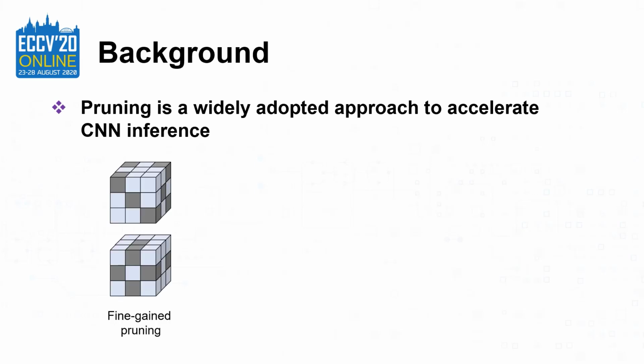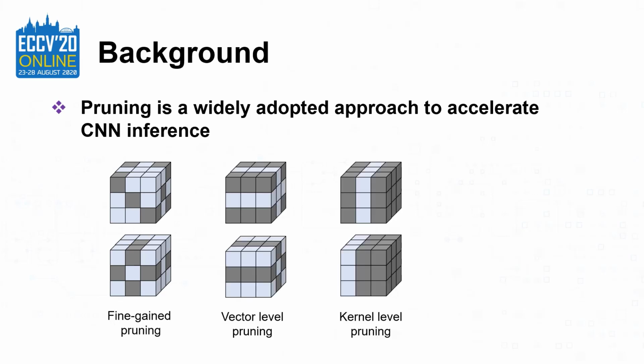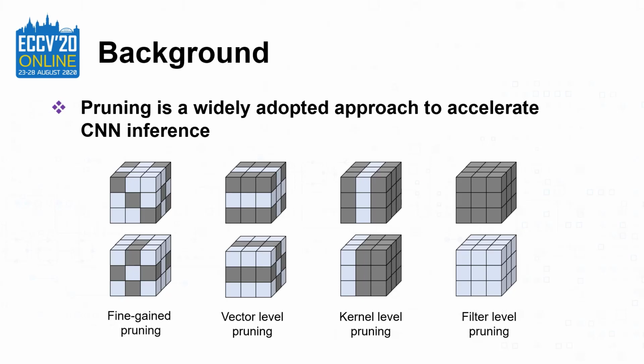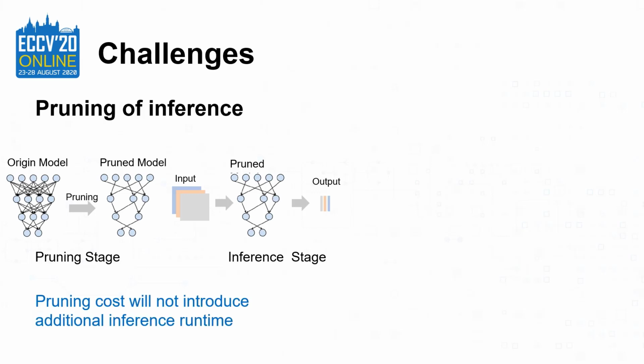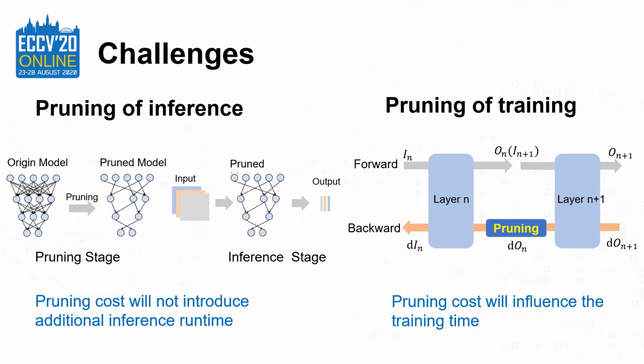Pruning is a widely adopted approach to accelerate CNN inference and has been widely studied. It can be divided into four categories: fine-grained, vector level, kernel level, and filter level pruning. Different from pruning of inference, it is challenging to take advantage of sparsity in training procedure. Pruning of inference can be split in two stages: pruning stage and inference stage. Pruning cost will not introduce additional inference runtime. However, in pruning of training, pruning cost will influence the training time, model accuracy, and convergence.